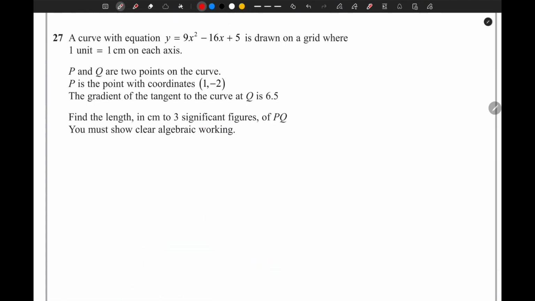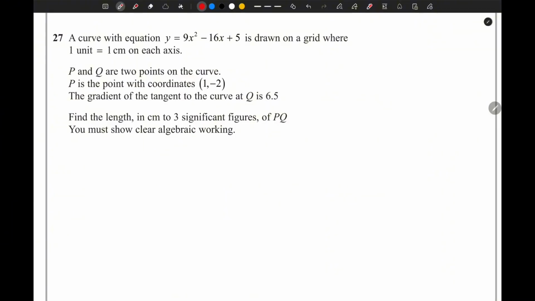Now moving on to the next question. A curve with this equation is drawn on a grid. P and Q are two points on the curve. The point P has this coordinate. The gradient of the tangent to the curve at Q is 6.5. Find the length of PQ.